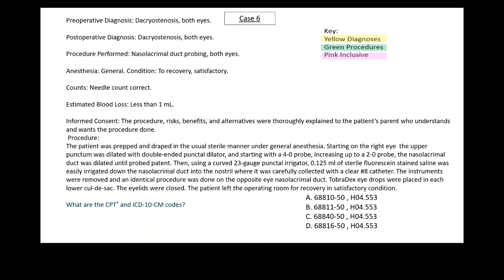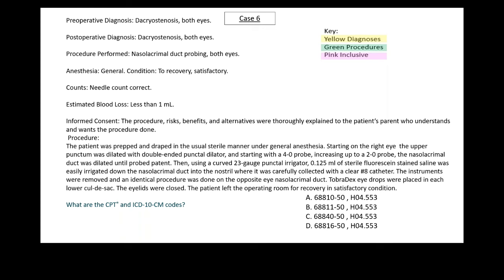Preoperative diagnosis, dacryostenosis both eyes. Postoperative diagnosis, dacryostenosis both eyes. Procedure performed, nasolacrimal duct probing both eyes. Anesthesia general, condition to recovery satisfactory. Counts, needle count correct. Estimated blood loss less than 1 milliliter. Informed consent, the procedure risks, benefits, and alternatives were thoroughly explained to the patient's parent who understands and wants the procedure done.